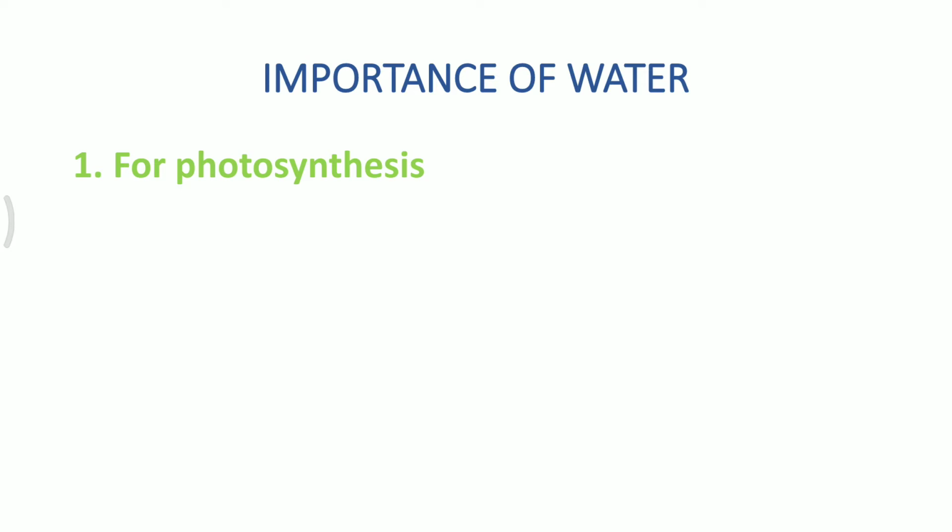Glucose is the main food or nutritive source for giving energy to the plant's body and performing all the metabolic activities inside the plant. So photosynthesis is very important, and water is an important ingredient for the process.